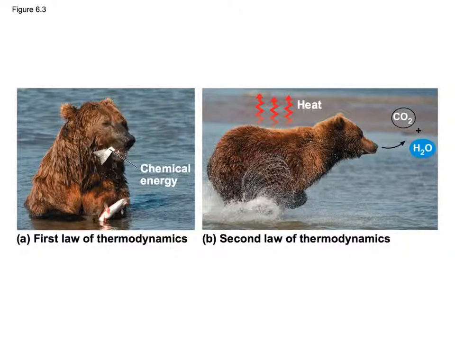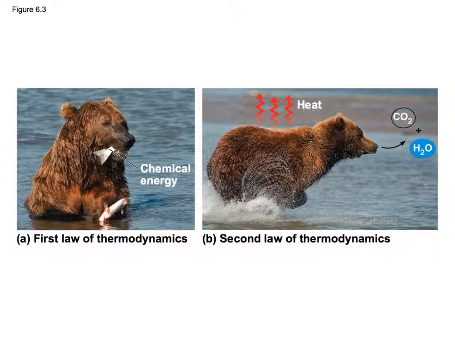So, chemical energy in the form of salmon, right, fat, protein, will be stored so that when he's running after more salmon, he can utilize that and transfer that into kinetic energy, all right?